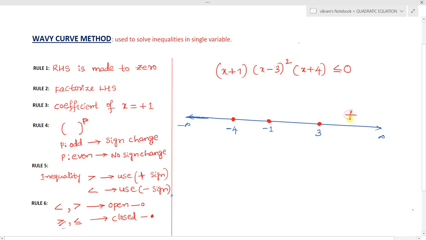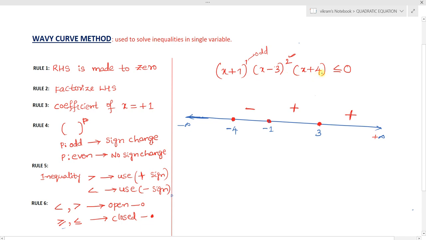The right of the rightmost root is always represented with a plus sign, and from plus infinity we are reaching the root 3. The factor x minus 3 has power 2. If the power is 2, that means even, and an even power means there is no change in sign. Again in the next interval it is plus only. Now we are reaching minus 1. The factor is x plus 1, the power is 1, that means odd. An odd power means we need to change the sign. In the next interval, plus changes to minus.